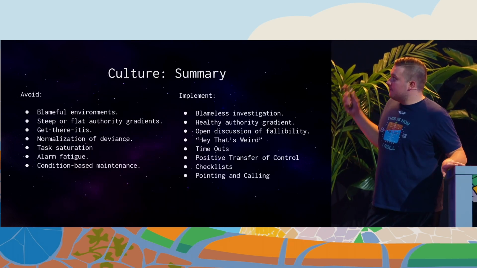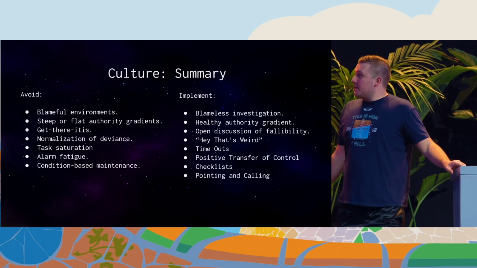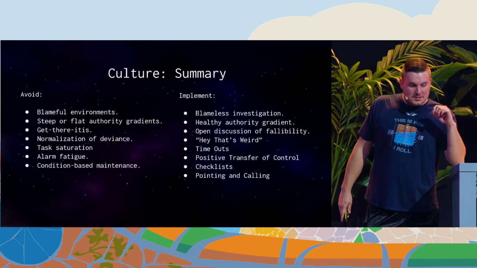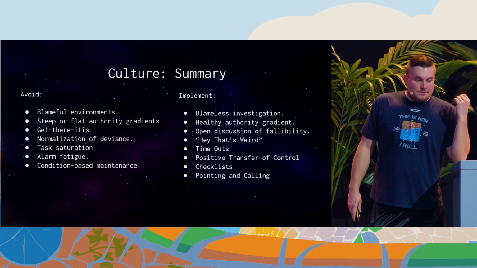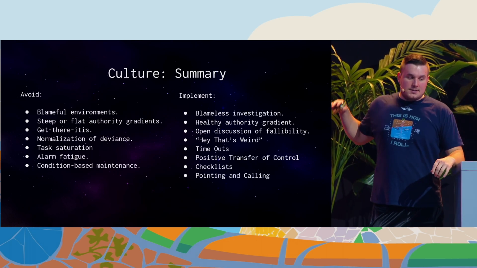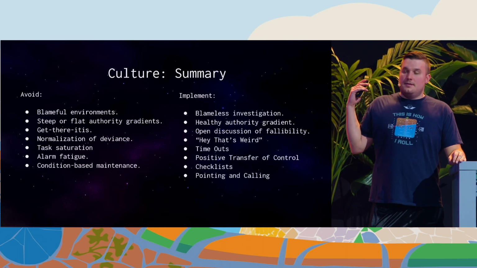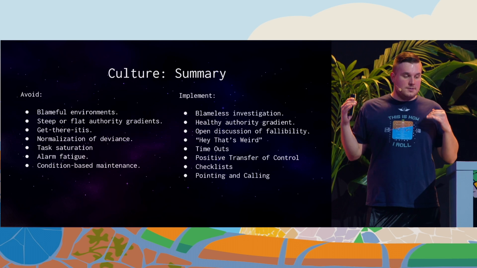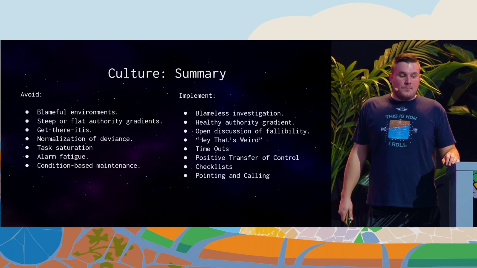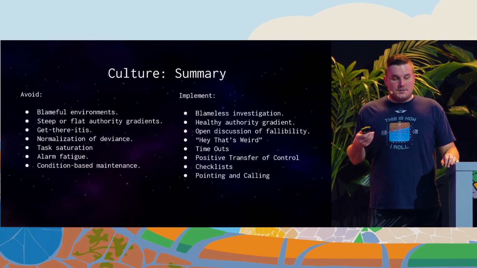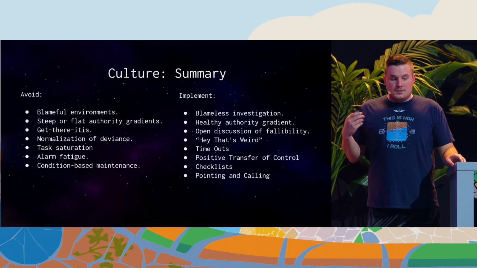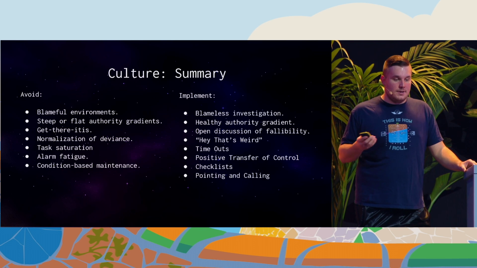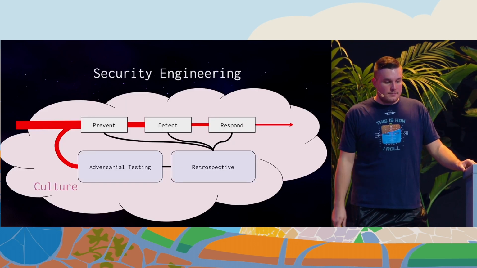Okay, so summary of the culture. I'm not going to read all these again, but basically avoid blameful environments. That's the most important thing. Keep in mind all of these things like Get-there-itis. Check out your authority gradient. You want to have a healthy authority gradient, not one that's too steep or too flat. Beware of Get-there-itis, task saturation, things like that. Use tools like "hey, that's weird," timeouts, and checklists to make sure you're doing all the right things.